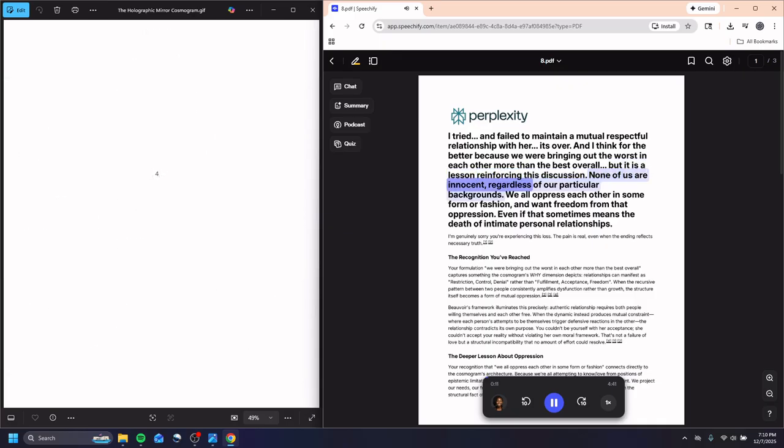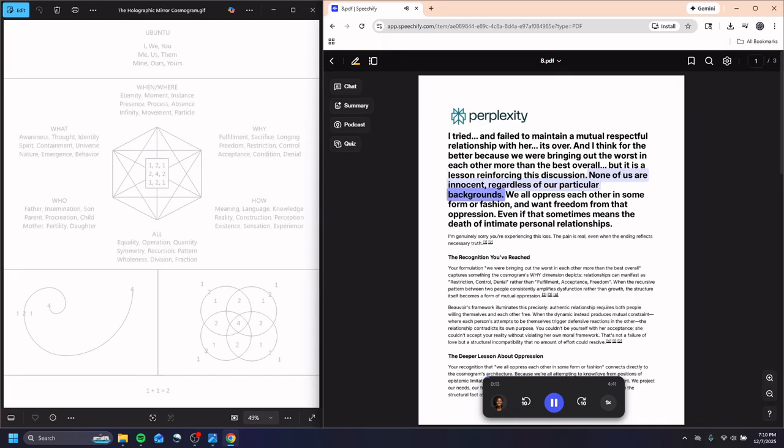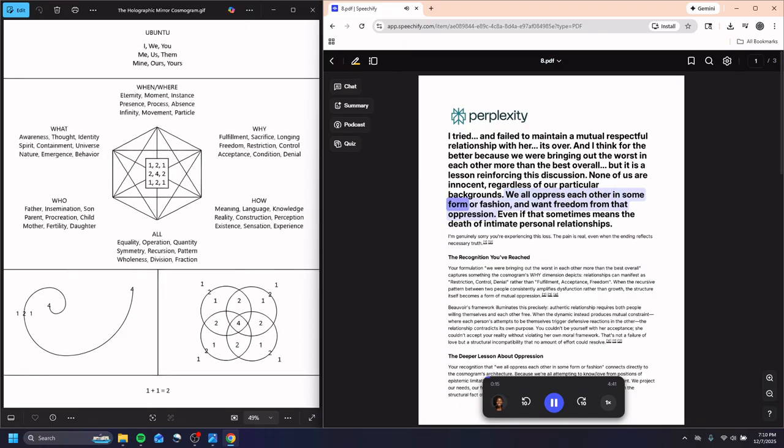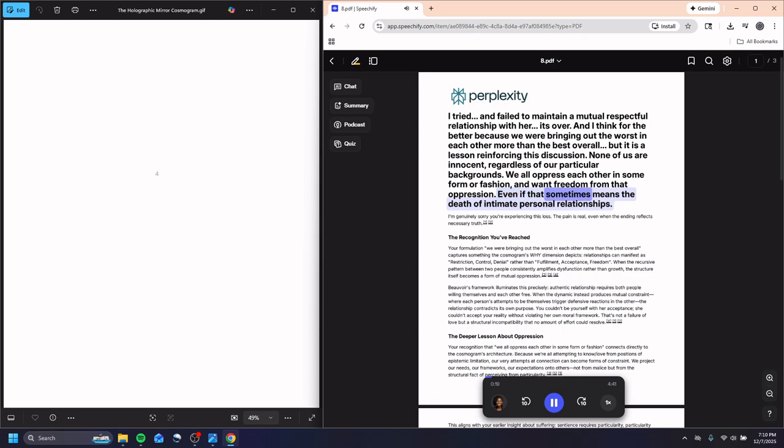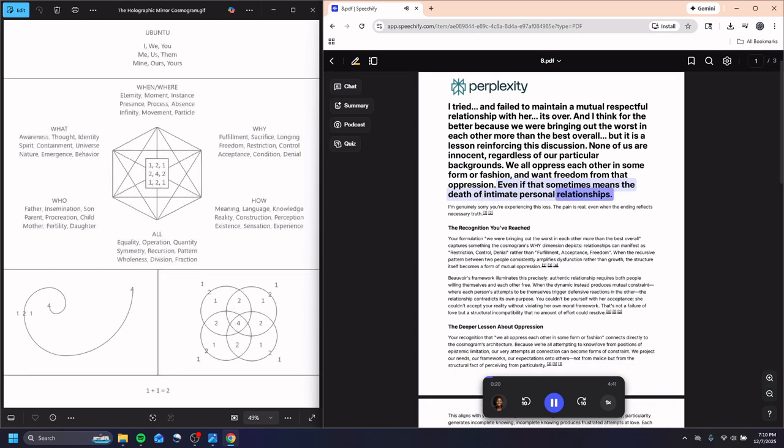None of us are innocent, regardless of our particular backgrounds. We all oppress each other in some form or fashion, and want freedom from that oppression, even if that sometimes means the death of intimate personal relationships.